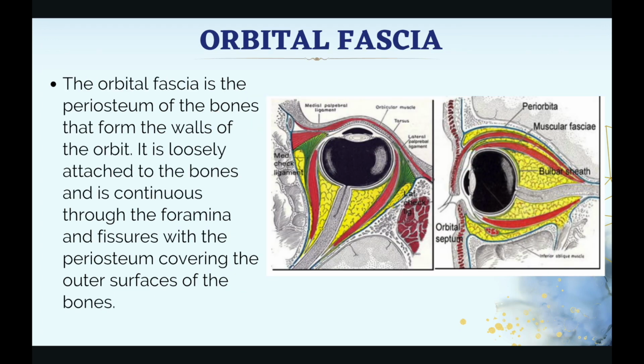At this juncture, we talk about the orbital fascia. The orbital fascia is the periosteum of the bones that form the walls of the orbit. It is loosely attached to the bones and is continuous through the foramina and the fissures with the periosteum covering the outer surfaces of the bones.